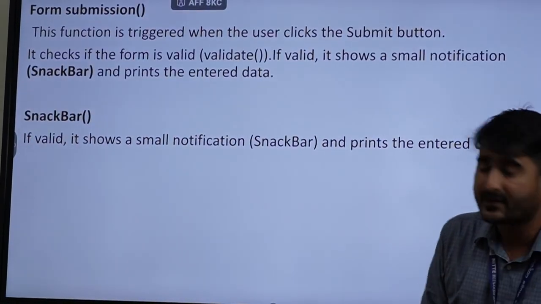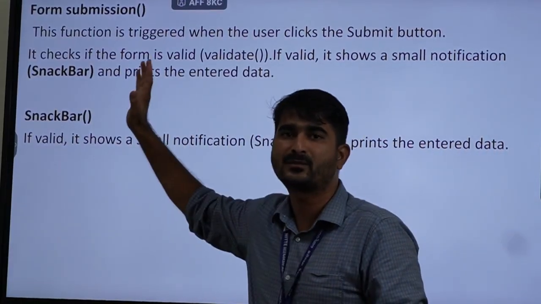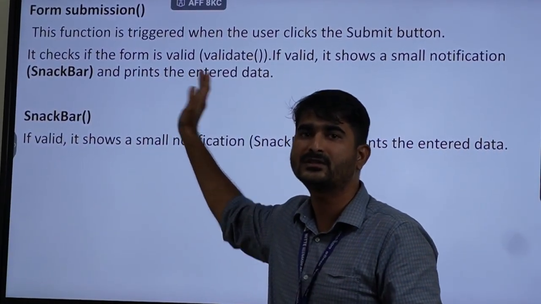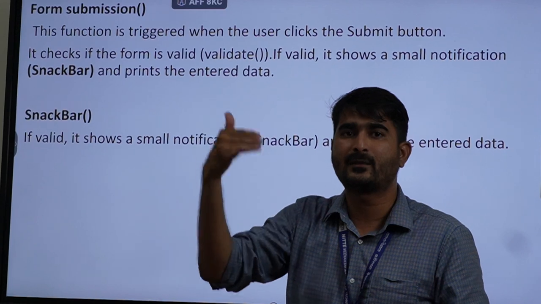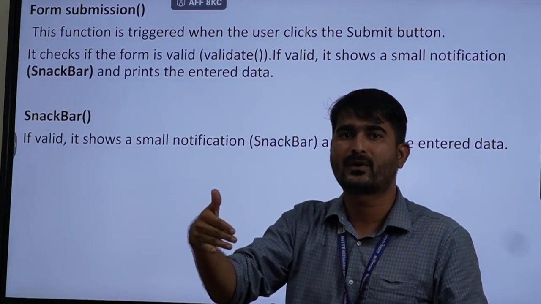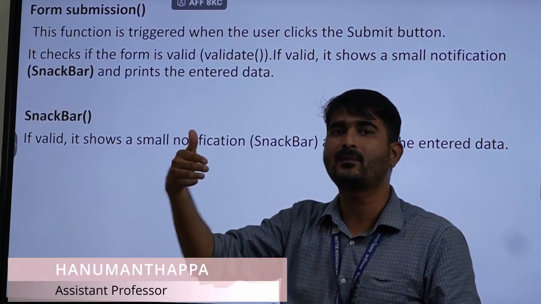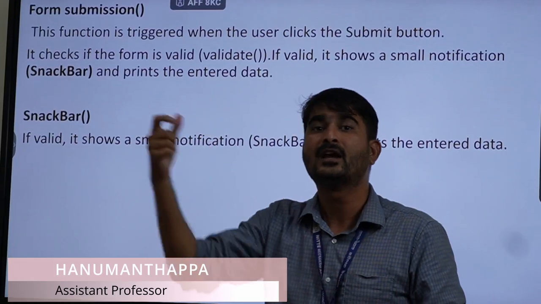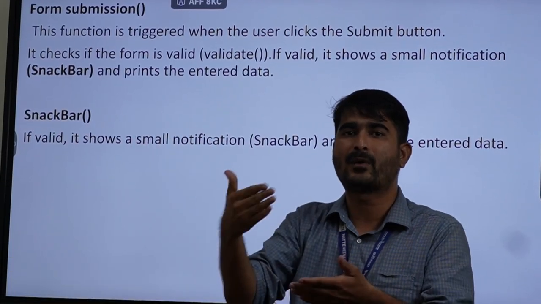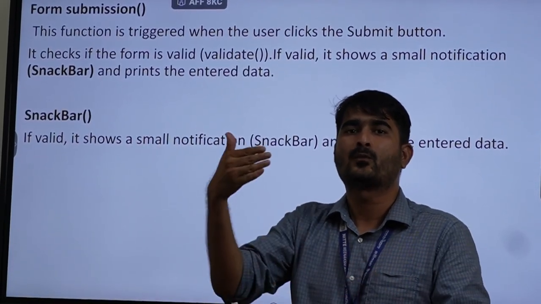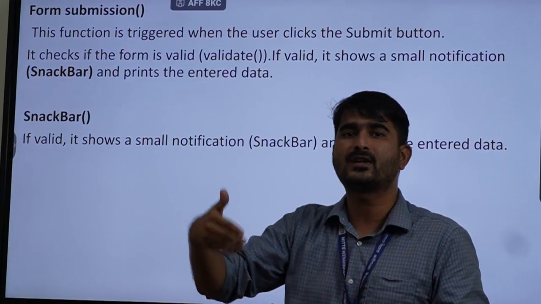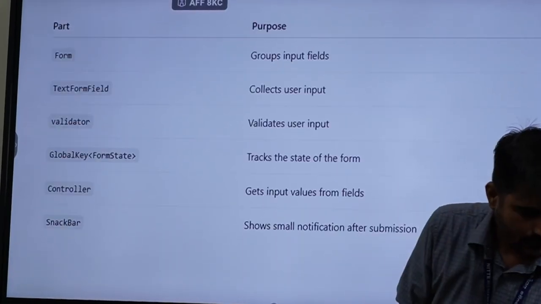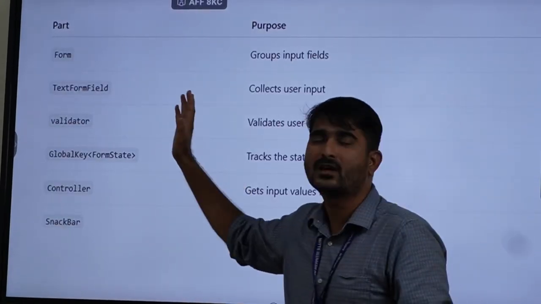Next, I will be using the function called form submission. In the form submission, what will happen is, once I give the name and email ID, and both are perfect and valid, at that time I will be able to get the snack bar option. The snack bar option is like a pop-up message. It will show processing the data. It will take me to the next page. These are different parts of the Google form.